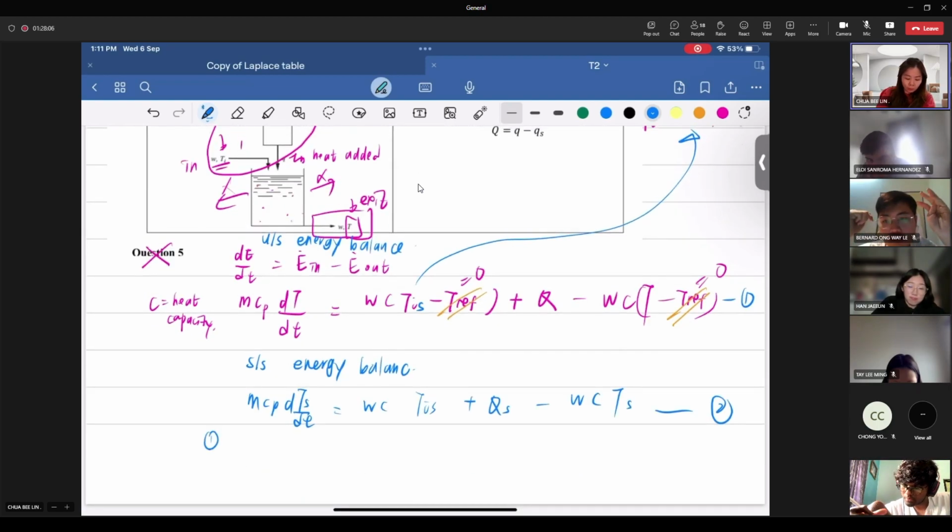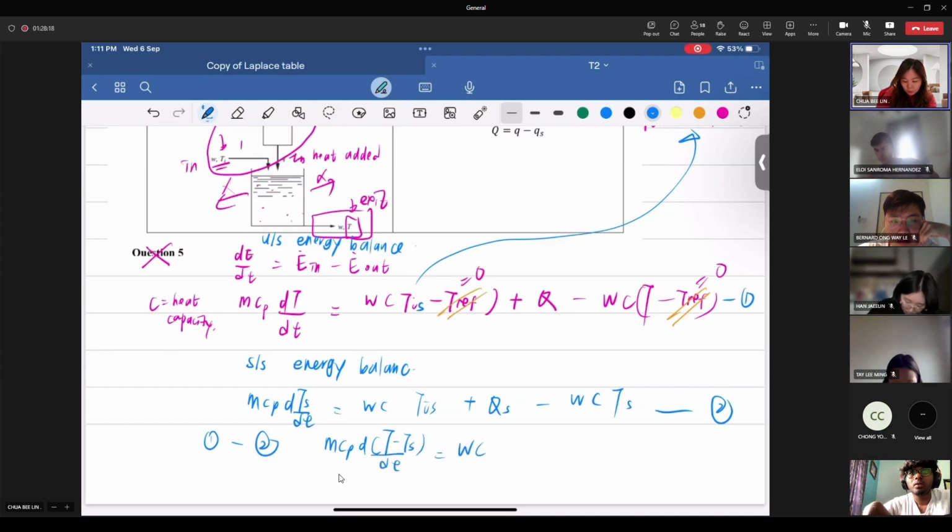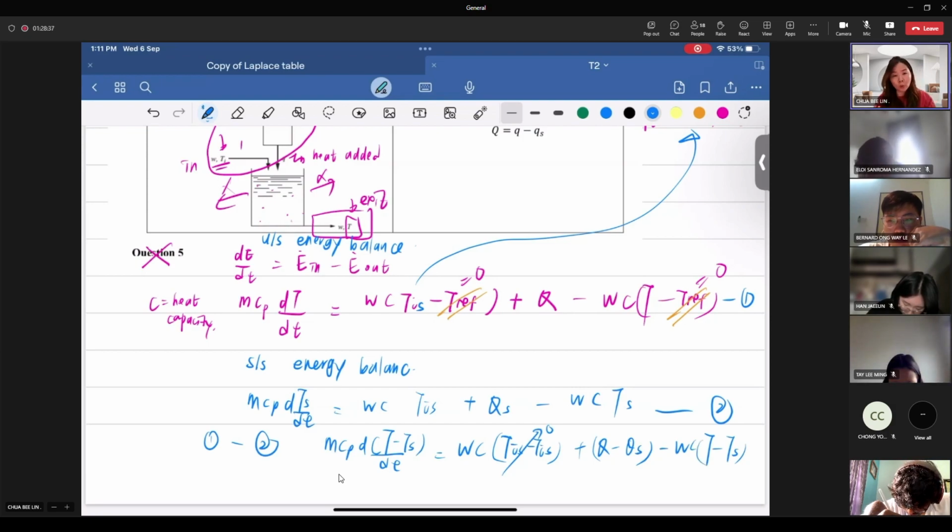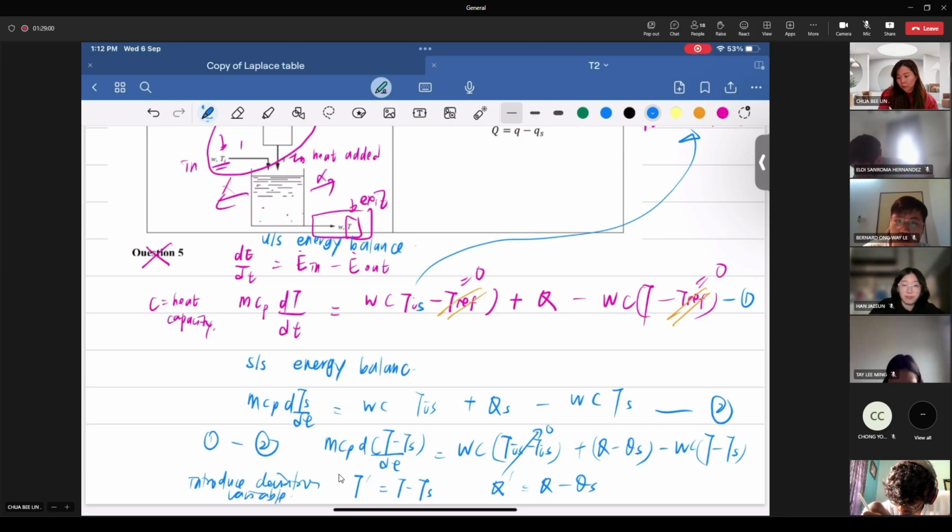Then you repeat the same: equation 1 minus equation 2. You'll have mCp d(T minus Ts) over dt equals W C (Tis minus Tis, which is gone), plus (Q minus Qs), minus W C (T minus Ts). You cannot use uppercase to indicate the deviation variable; you have to use the prime. So T prime is T minus Ts, and Q prime is Q minus Qs. This introduces the deviation variable. Then you complete.